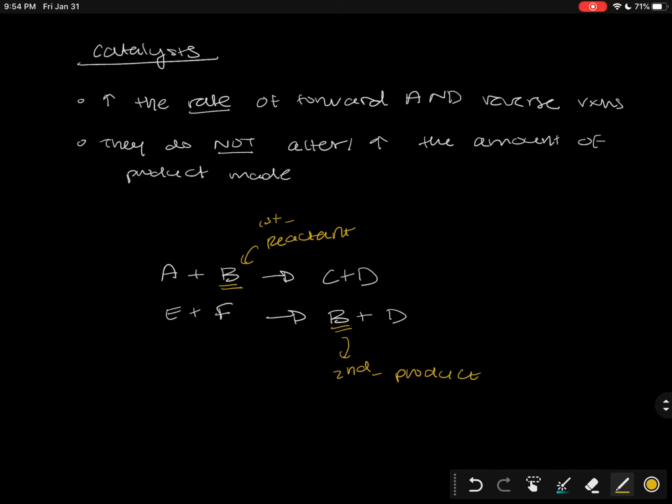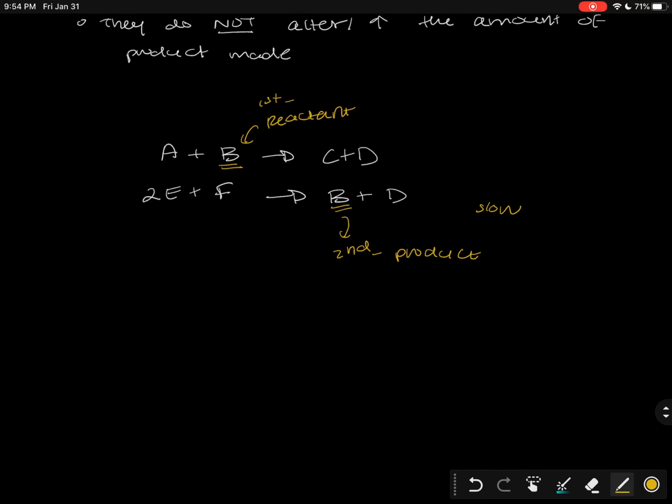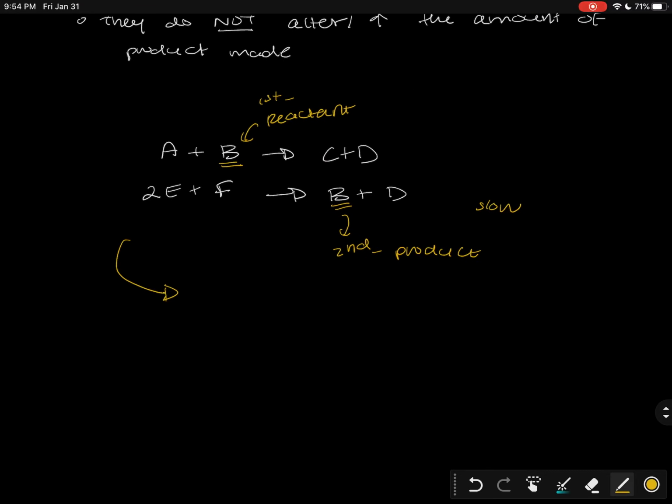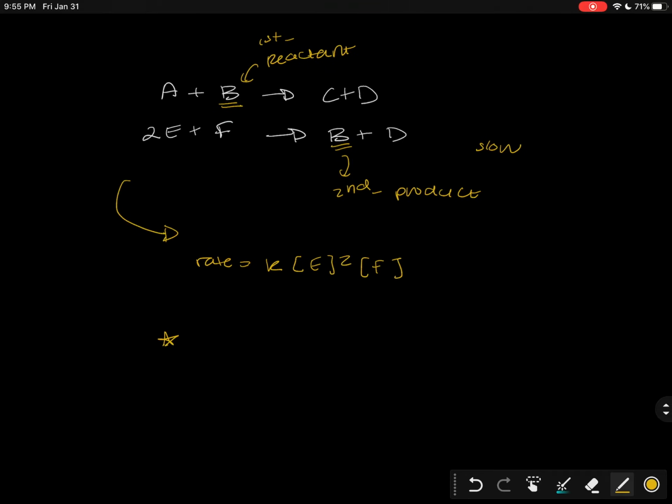And say that this here is our slow step, and maybe let's add a coefficient to make this more interesting. If we wanted to write the rate law expression for this, it would be rate equals k times E squared times F. So an important distinction between intermediates and catalysts is that catalysts can be included in the rate law expression.